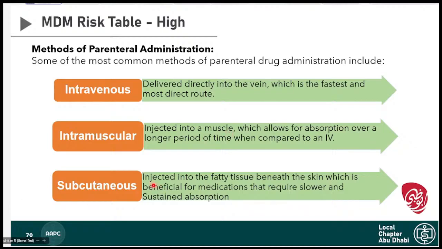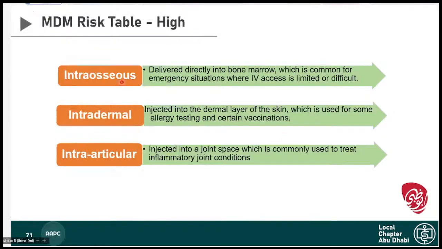Subcutaneous injections are injected into the fatty tissue beneath the skin, which is beneficial for medication that requires slower and sustained absorption. For example, insulin is mostly injected subcutaneously only. The action should be slower, with sustained absorption. The next route is intraosseous, which is delivered directly into the bone marrow. For example, if the patient has bone marrow cancer, leukopenia, or this type of condition, the medication is injected directly into the bone marrow.